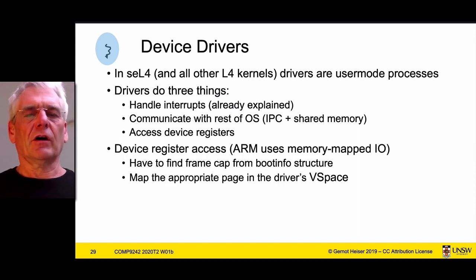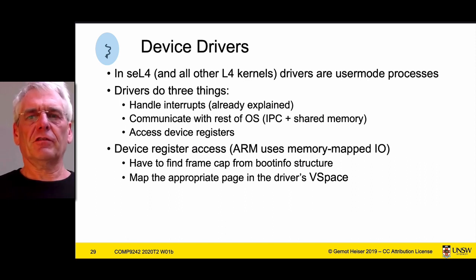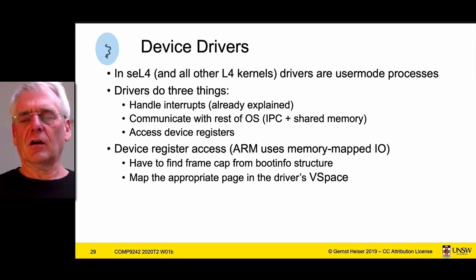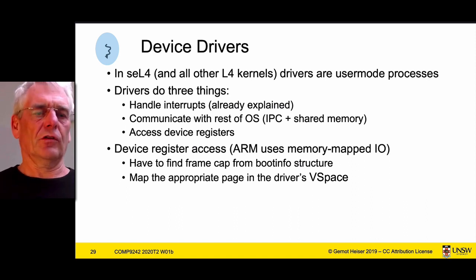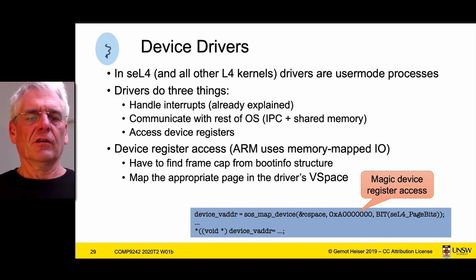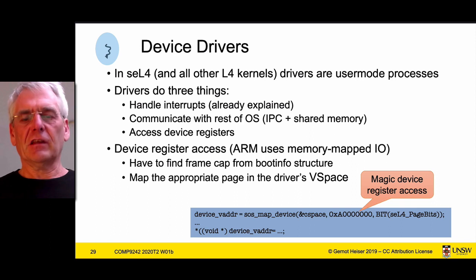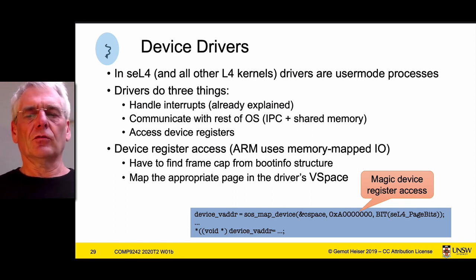ARM uses memory mapped I/O, so these are just normal mappings. You need to understand the magical physical address of where these registers live and map it into the address space of the driver, and then the driver can control the device. So this is an example of how this is done. This is a map call that uses the magic physical address of the device to map it into the driver address space. All right, and this is all the basics you need.